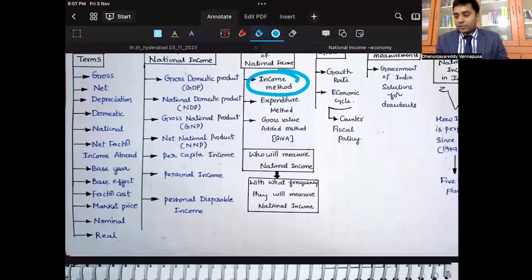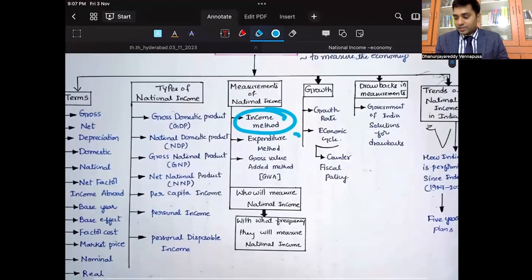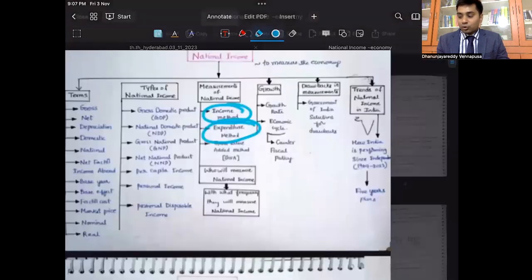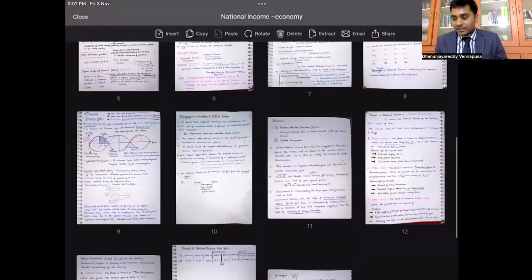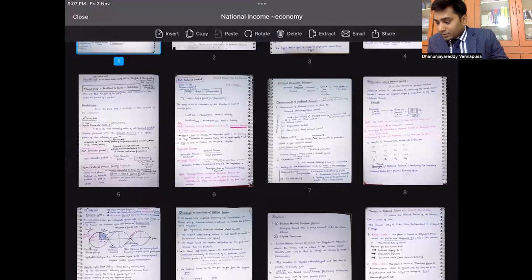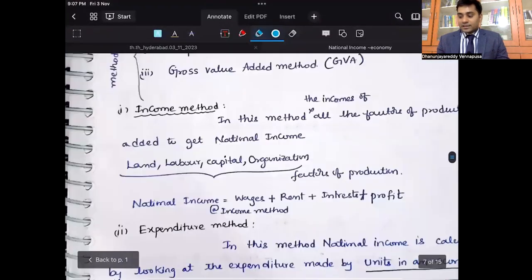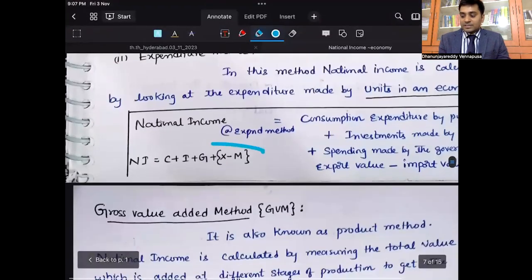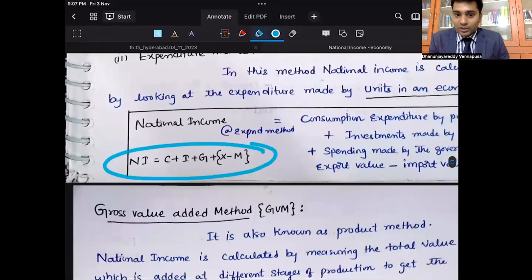Through the income method you can calculate national income. Through the expenditure method you can calculate national income. Now if you go and look at how national income is calculated in the expenditure method, national income is calculated through the formula of C plus I plus X plus G minus M. What is C? Consumption expenditure of the public. If the public is spending more, Diwali is going to be celebrated, people are spending more money, national income will grow. I means investment. More people are getting employed, more income will be there and more investments.